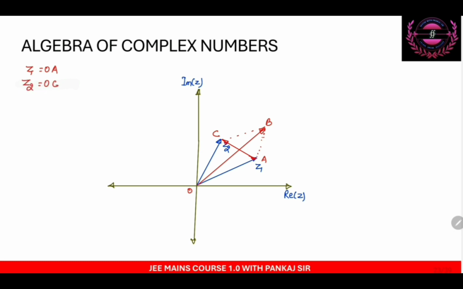So clearly OB represents Z1 plus Z2, and AC represents Z2 minus Z1. CA represents Z1 minus Z2.